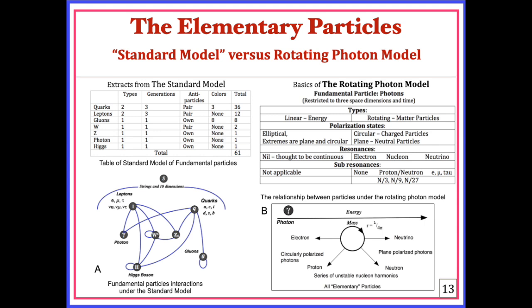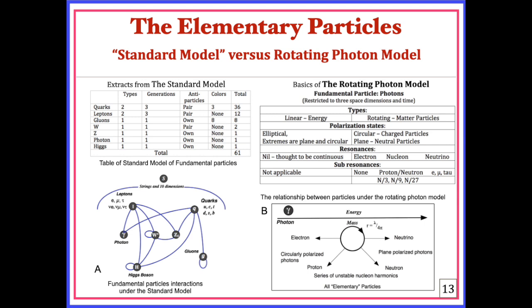There is only one fundamental type of particle, photons. They come in 2 fundamentally different types, those traveling in straight lines at the speed of light, and those traveling in a circle making 2 rotations per wavelength, while also traveling at the speed of light. The former are known as energy, the latter are known as matter particles. There are 2 types of rotating photons. Circularly polarized photons generate charged particles. Plane polarized photons generate neutral particles.